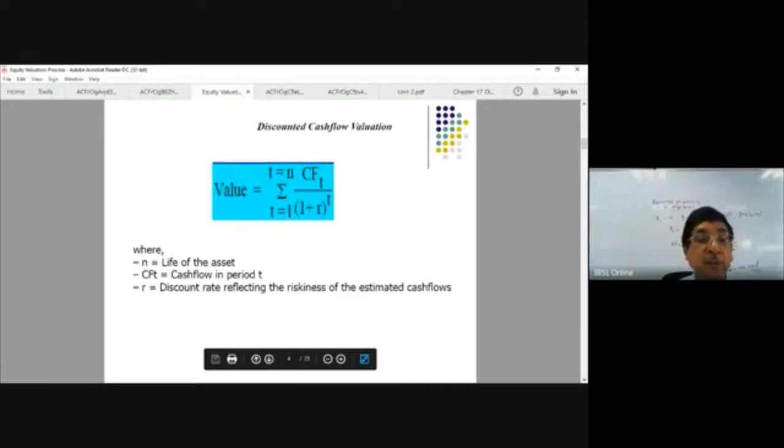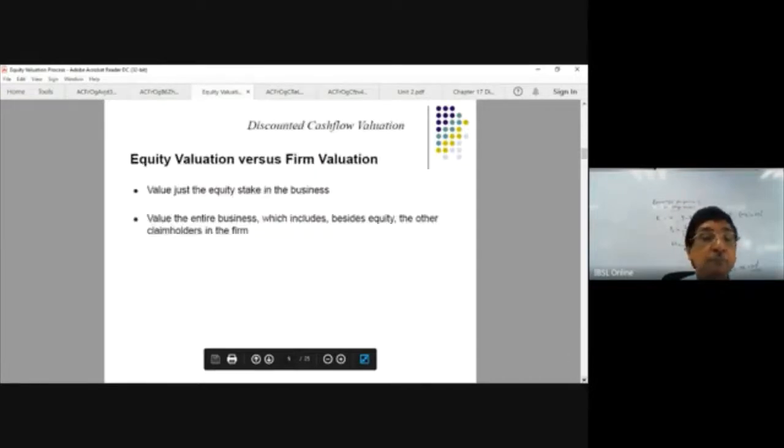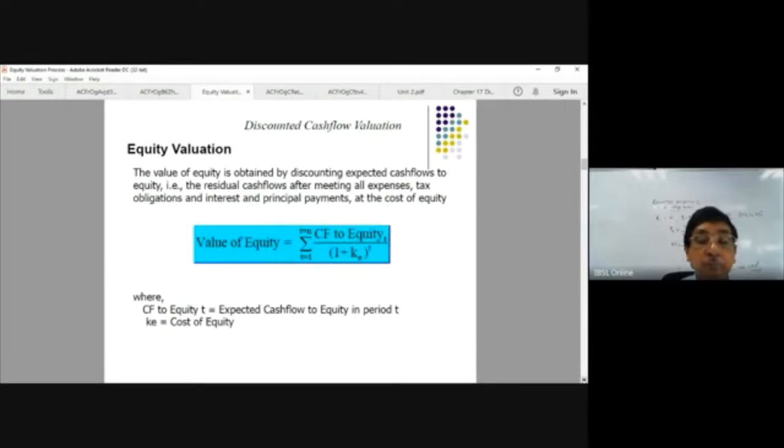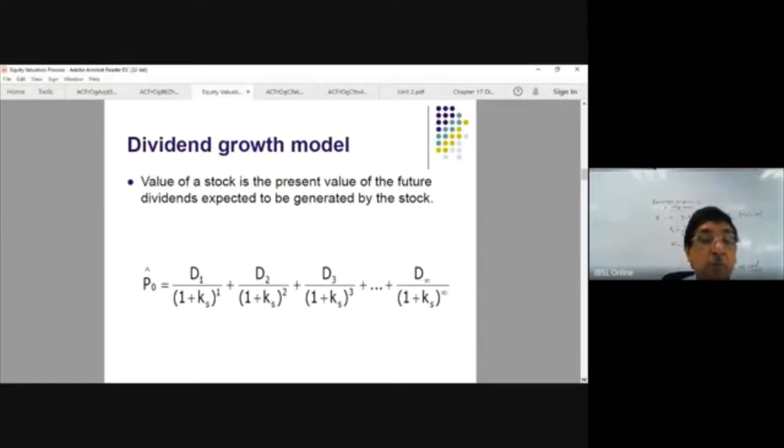Now, this is the discounted cash flow method. This is equity valuation. Now, the dividend growth model, which we have already discussed, comes into this nature.